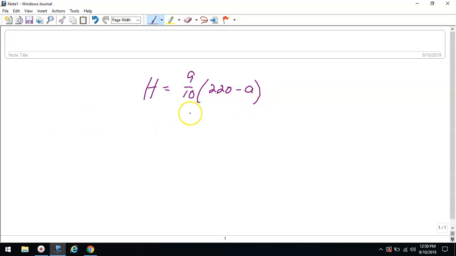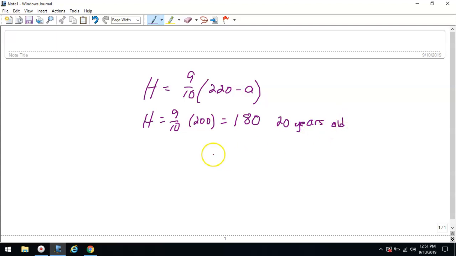So for question A, we will put 20 in for A. So H equals 9/10. And since A is 20, this just becomes 200. So when we multiply that out, 10 can go into 220 times, and then 20 times 9 would be 180, I think. So if you're 20 years old, your heartbeats per minute should be 180.